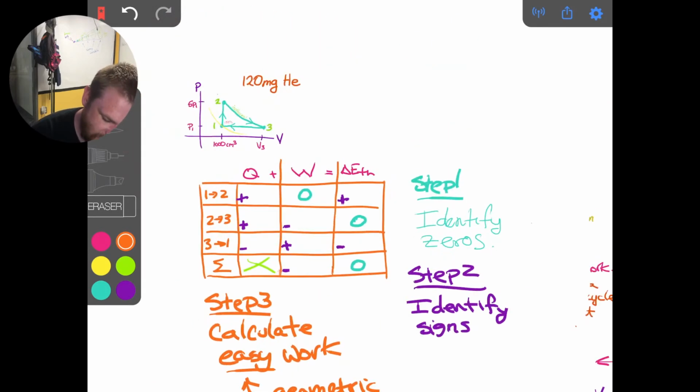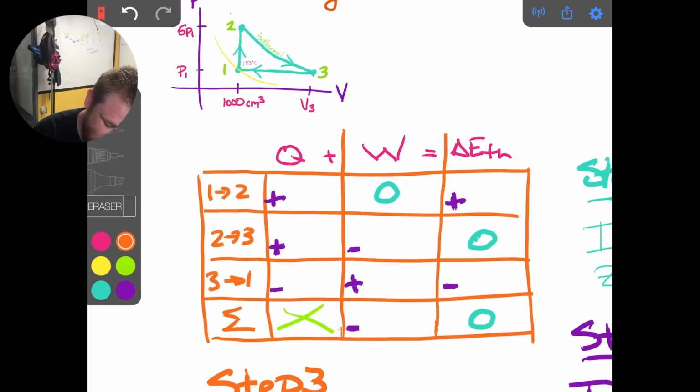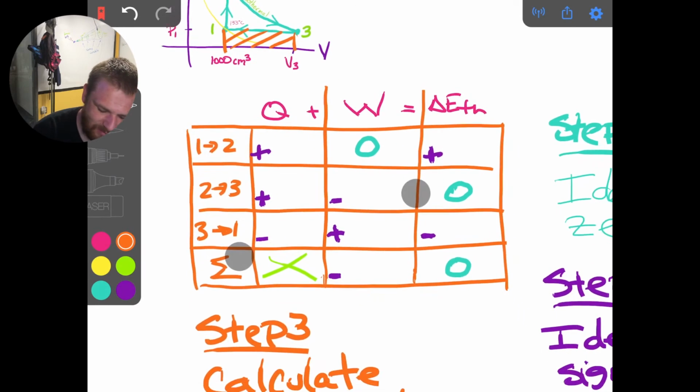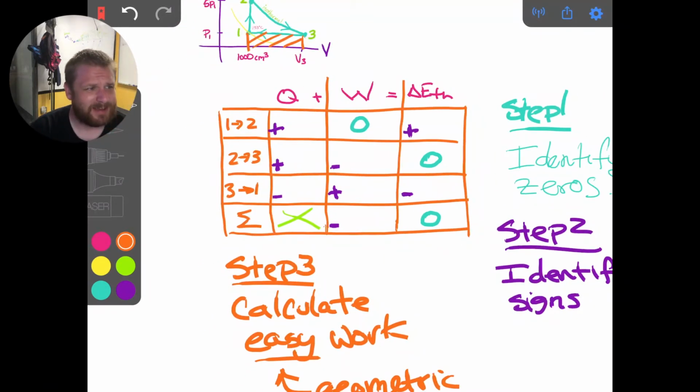All right, so taking a look at our process here, I see one easy work. That's going to be the work from 3 to 1. That is a rectangle here. So we can calculate that by P times delta V, or minus P times delta V. I like to break it up, so I do the sign first and then the magnitude second. Don't have to carry as many minus signs around that way. And so I'll calculate the absolute value of the work here, and we've already assigned from 3 to 1 that it's going to be a plus sign, because we've already thought about whether we're smashing the gas or not.